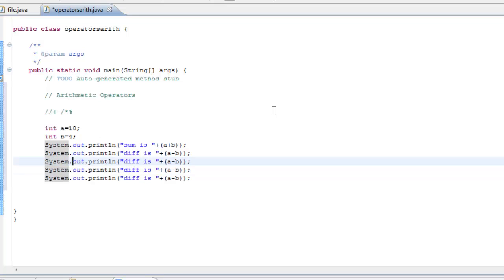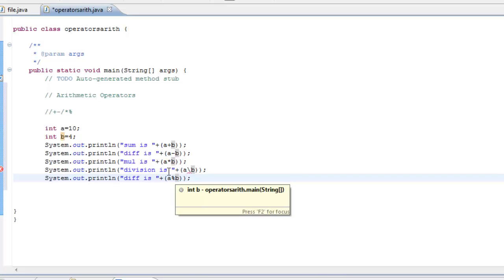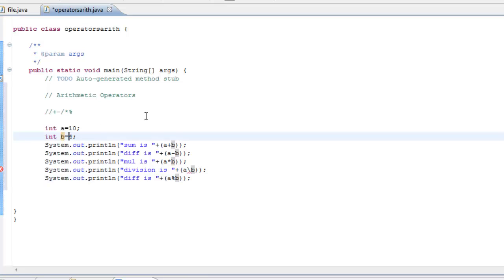division and modulus, and then you can say multiplication is a multiplied by b, and then we have division is, now by division we mean it will give you the divisor. a divided by b will give you the divisor. If a is 10, b is 4, this will give us 2, and a modulus b will give us the remainder. As 10 divided by 4, the remainder will be 2, so we will get a remainder here as 2, or I can say b is 3, so that both values come out to be different.